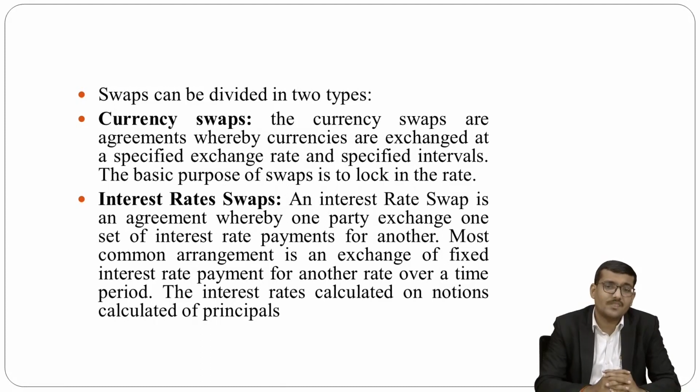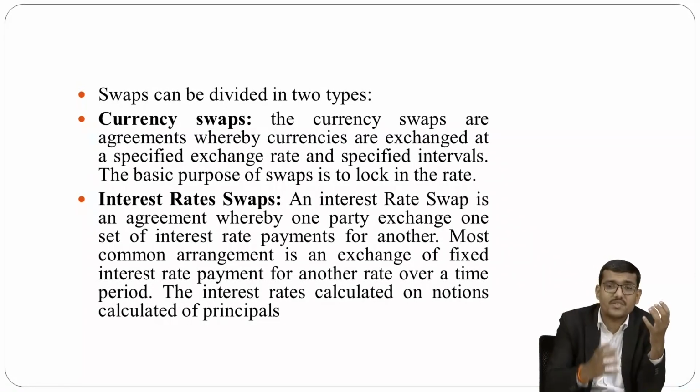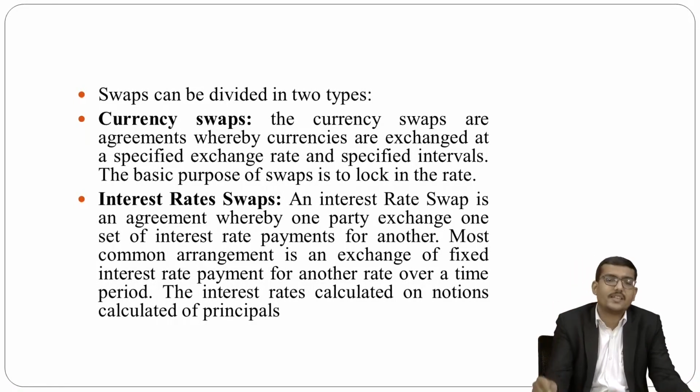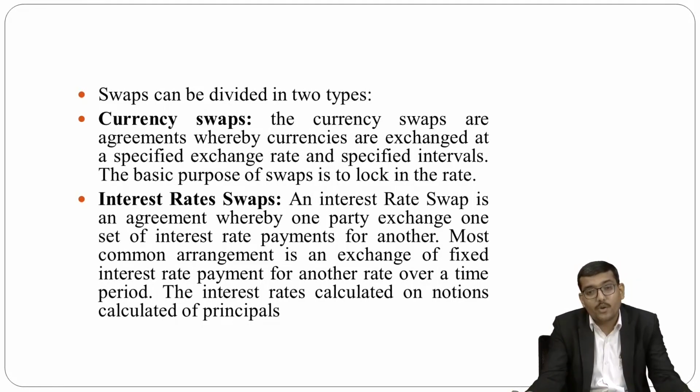Next is the interest rate swap. An interest rate swap is an agreement whereby one party exchanges one set of interest rate payments for another. That means one party may exchange its payment details with another. The most common arrangement is the exchange of a fixed interest rate payment for another rate over a time period. The interest rate is calculated on the notional principal, because ultimately your interest will be calculated on a principal amount, which is treated as an interest rate swap.